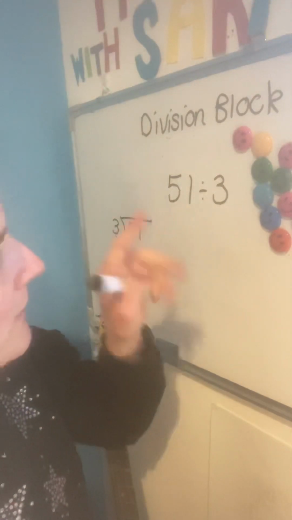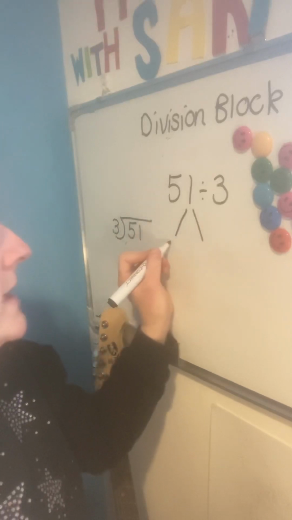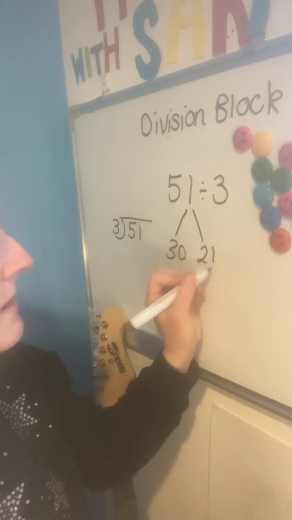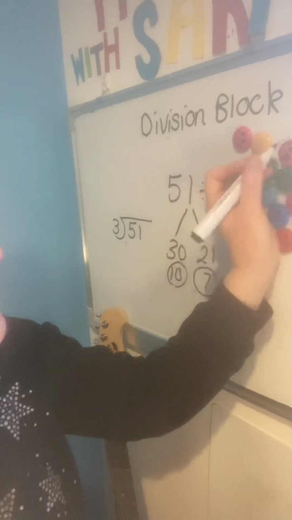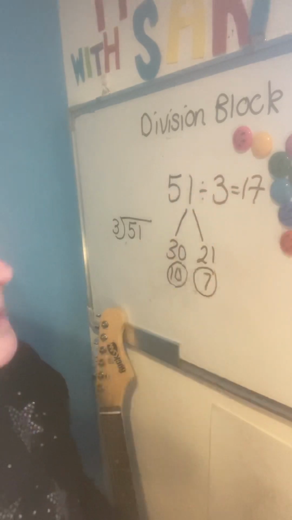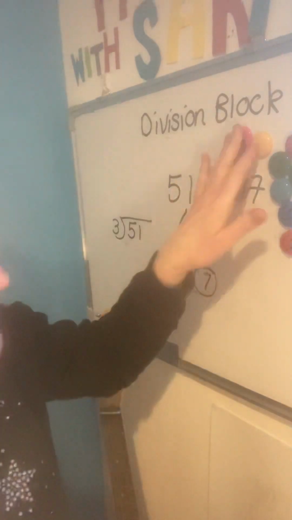So we're going to talk about, if it's not in the times table, you can break it down into numbers that are, and then you can say, well, there's 10 threes there, 7 there. So altogether, 51 divided by 3 is 17.